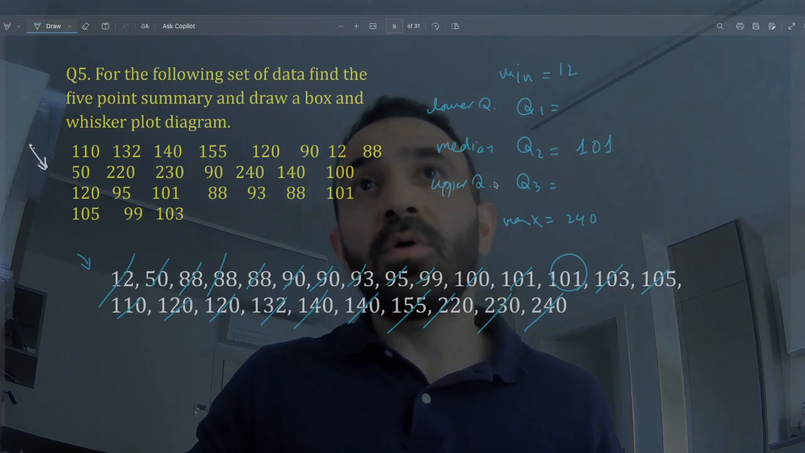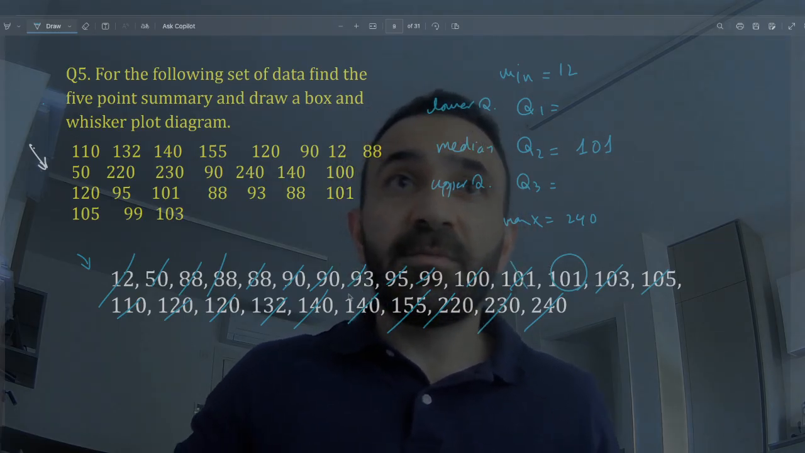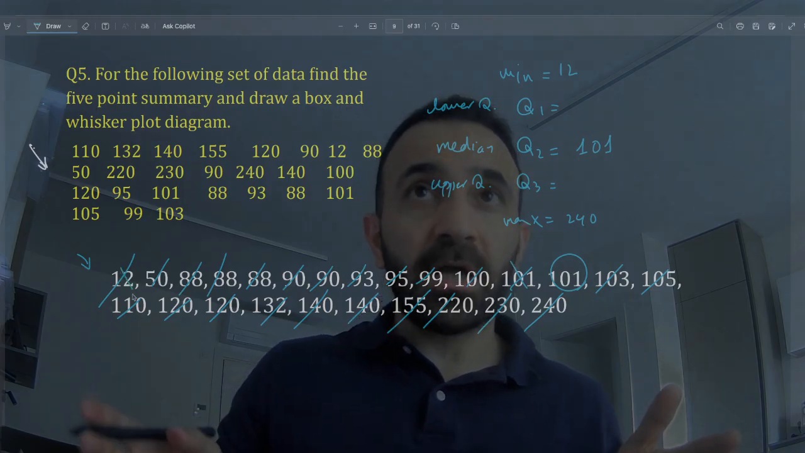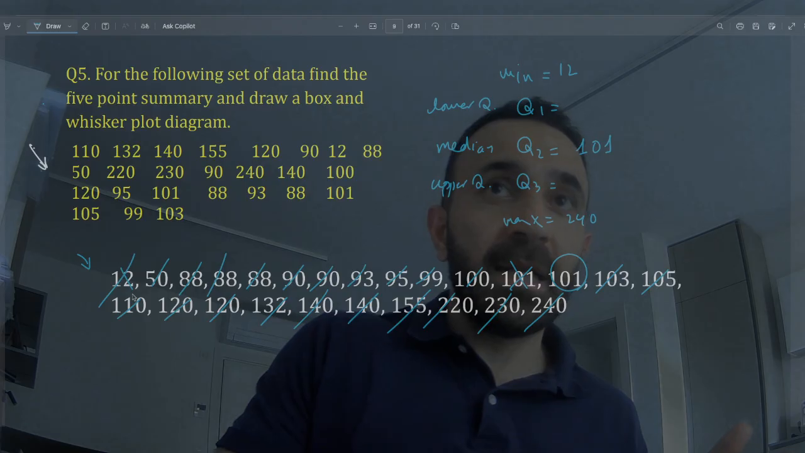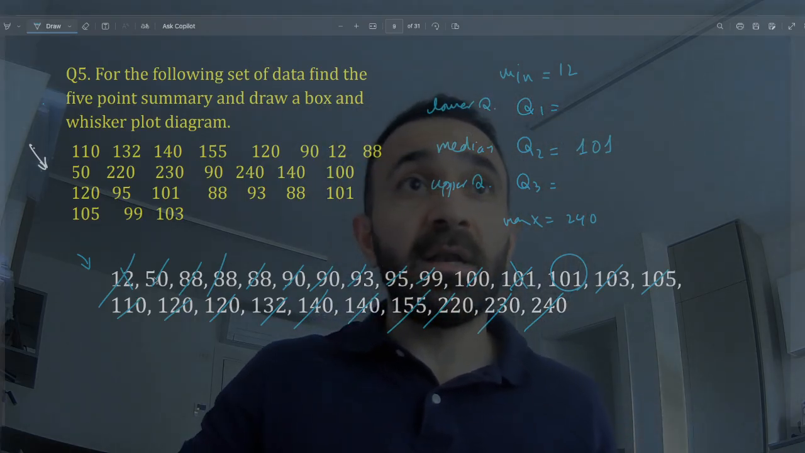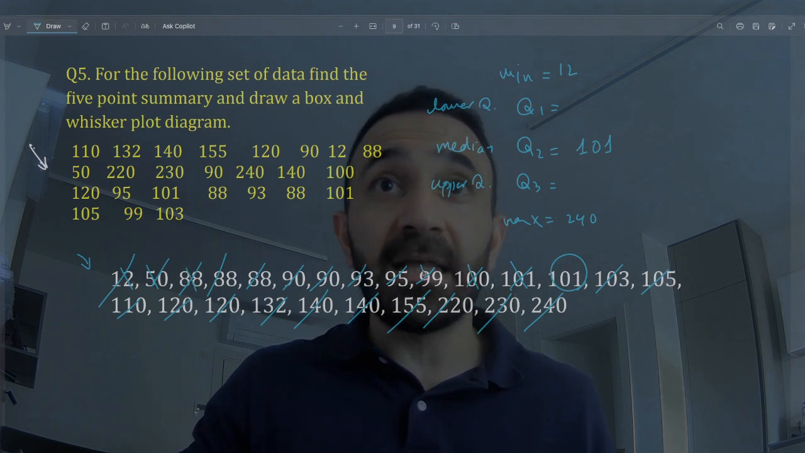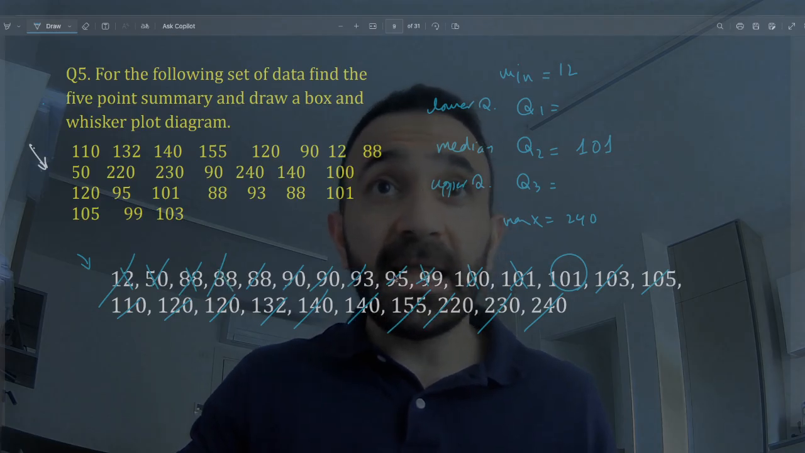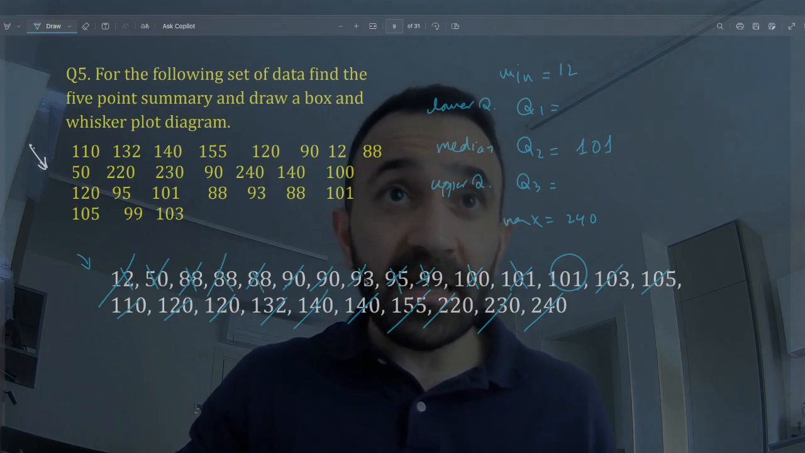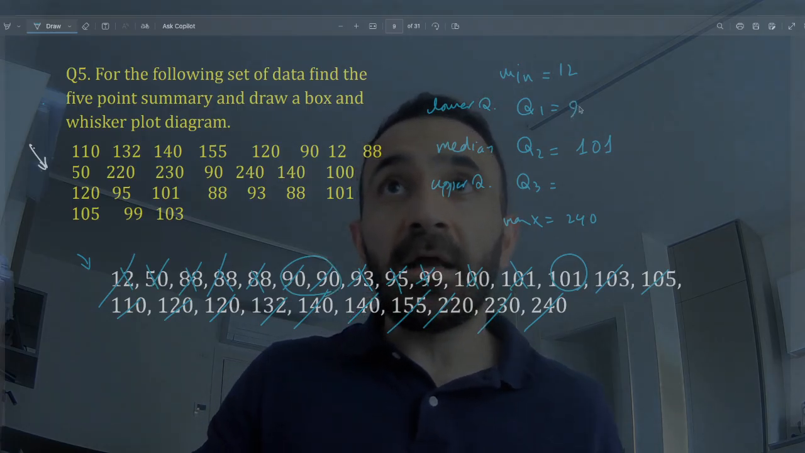What about the lower quartile and upper quartile? So let's find the lower quartile. The lower quartile is the median of the first section, and the upper quartile is the median of the upper section. So 101 and 12 cancel each other out. 50 and 100, 88 and 99, 88 and 95, 88 and 93, 90 and 90. The average of them is 90.